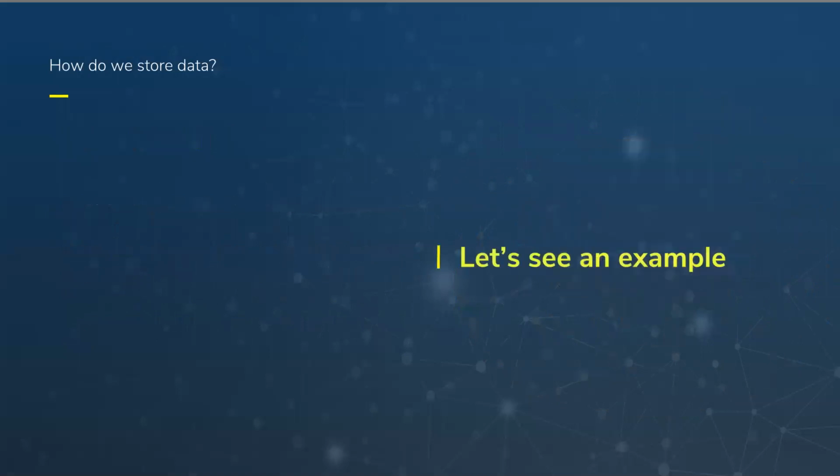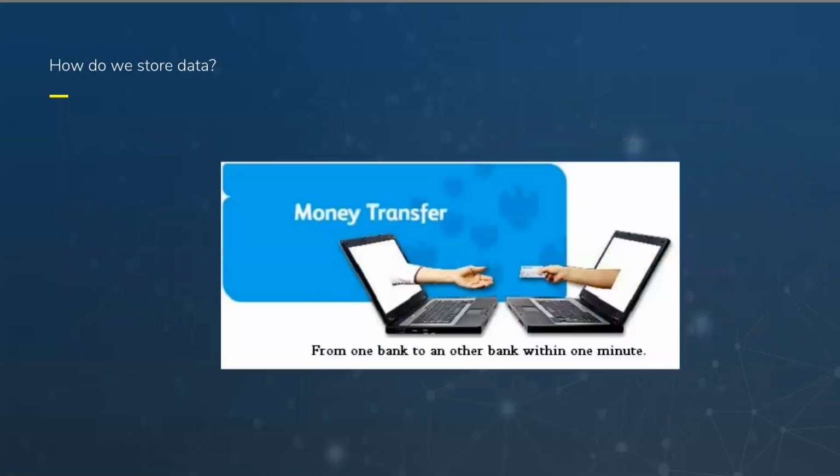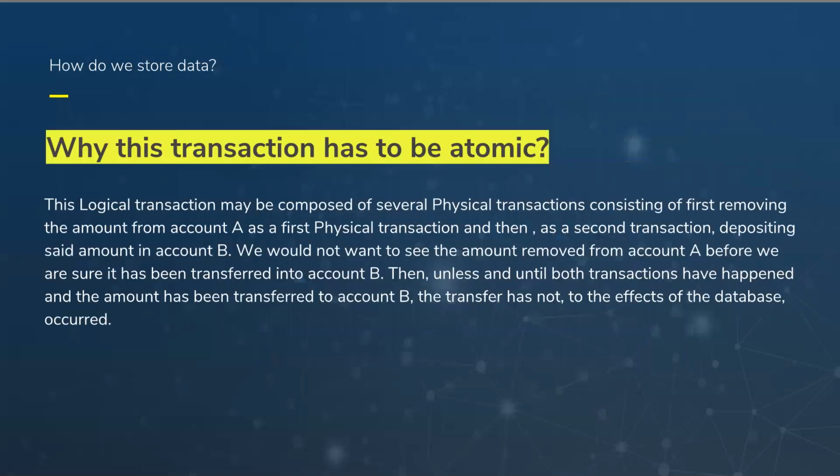Now, let's check an example. Imagine that an e-commerce platform hires you to create the module that is in charge of managing the money transfers between users. Let's see if all the properties of a transaction must be accomplished. Why do the transactions of this e-commerce platform have to be atomic? Remember, atomicity implies that a transaction must provide an all or nothing principle.